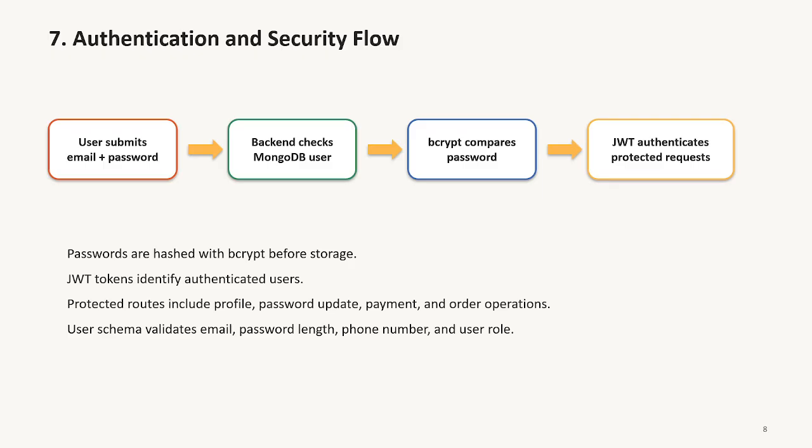After successful verification, the backend generates a JWT token. JWT stands for JSON Web Token. This token acts like a digital identity card. Whenever the customer accesses protected pages such as profile, payment, or orders, this token is sent to the server. The middleware checks whether the token is valid. If the token is correct, access is granted, otherwise access is denied. This prevents unauthorized users from accessing customers' data.